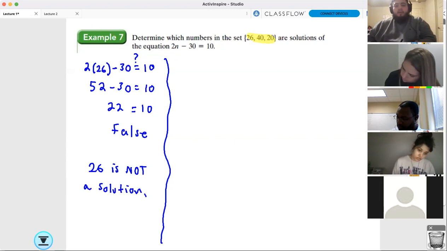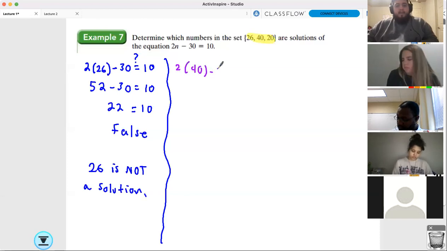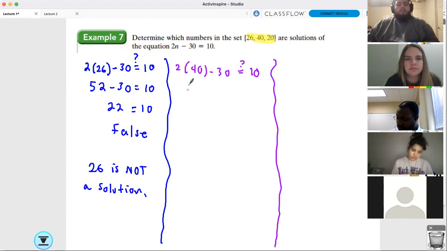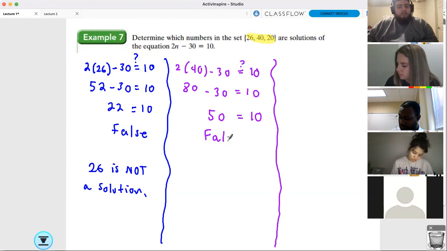Now let's look at the middle one. Now we're going to try out 40. 2 parentheses 40 minus 30 equals 10, question mark. So what do we evaluate first? 2 times 40 is 80. Bring down the 30, bring down everything else. 80 minus 30 is 50. Does 50 equal 10? True or false? False. So 40 is not a solution.